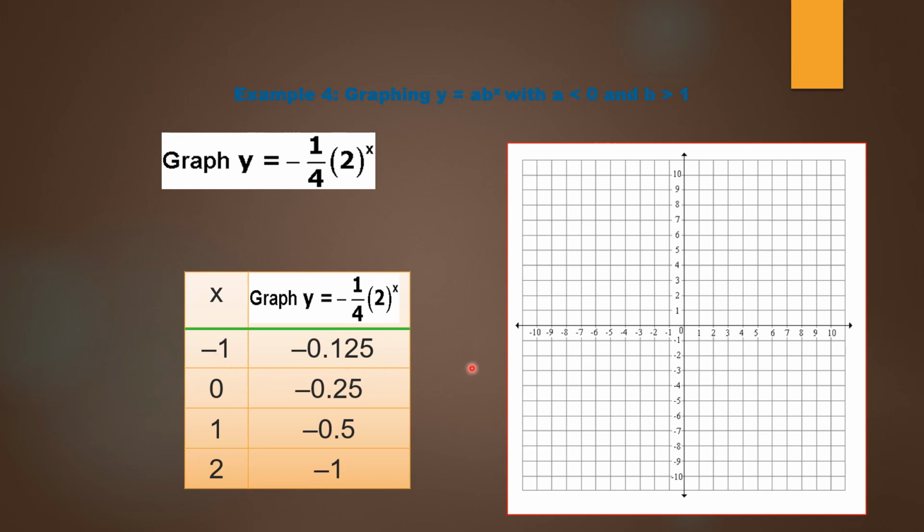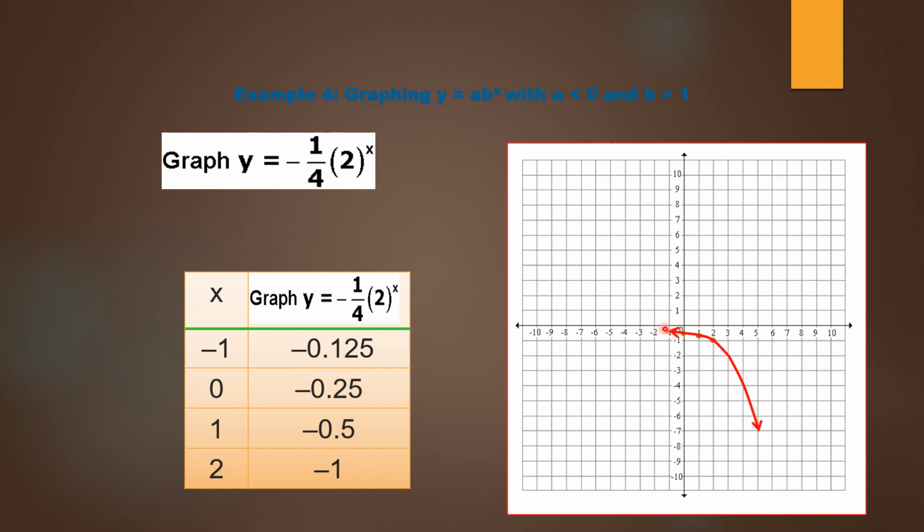The first point, -1 and -0.125 will be here. The second point, 0 and -0.25, I think it will be here. Third point, 1 and -0.5, will be here. Last point, 2 and -1, will be here. Then we are going to join them and extend as you see in this graph.